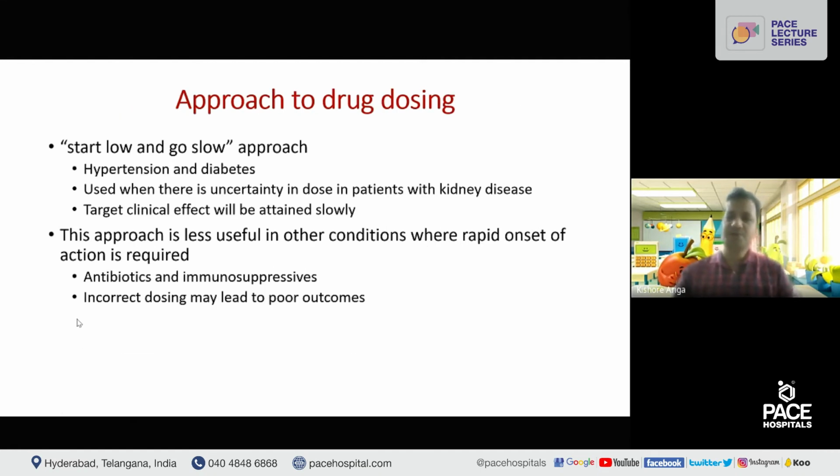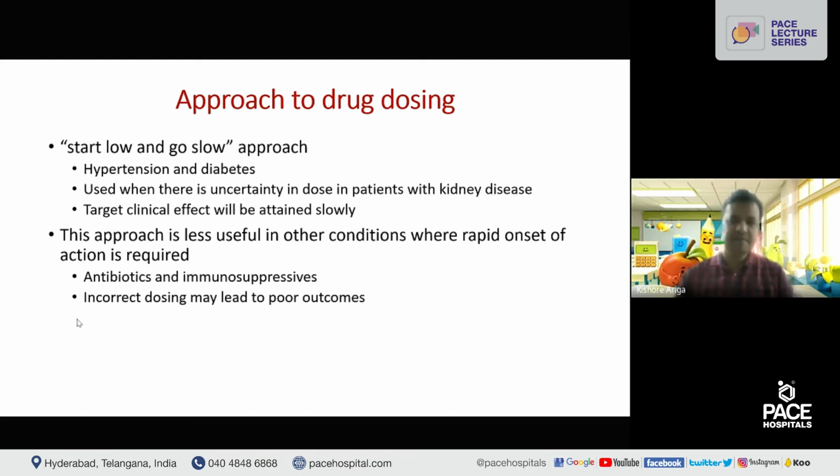So coming to the approach to drug dosing, the first approach is the start low and go slow approach. This we can use for outpatient conditions like diabetes or hypertension, where we are not worried about the immediate effect. In this type of condition, we don't give loading doses also. Gradually, after 3 to 5 T halves, the drug will reach a specific level in the blood and it will show its effect. And the patient comes back to us and we'll increase the drug dose based on the effect and response.